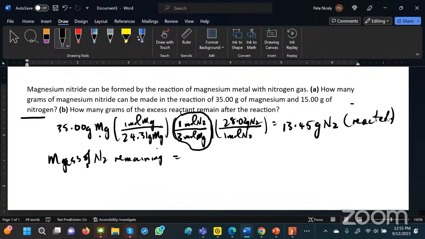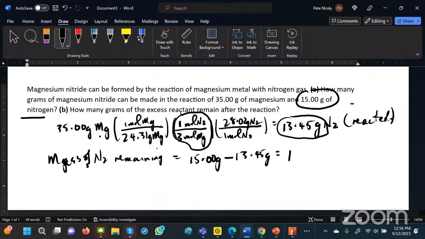So how do we calculate that? We take the original mass of the nitrogen, which is 15.00 grams, and subtract from it the mass of nitrogen that reacted, which is 13.45 grams. Whatever that gives would indeed be the answer. So it's 15 minus 13.45. According to my calculations, this works out to be equal to 1.55 grams. And that's how you do that.